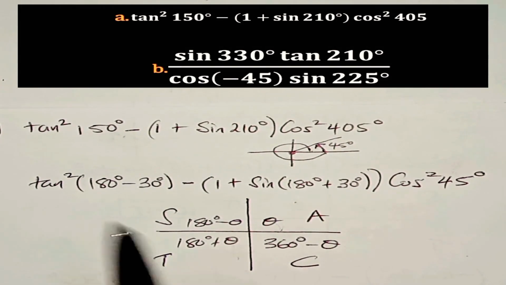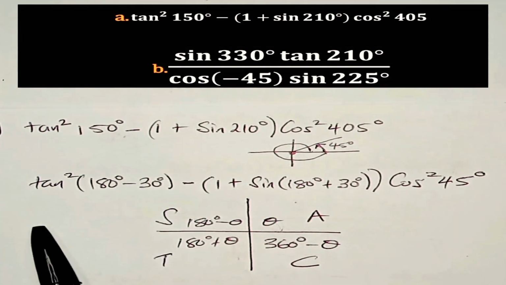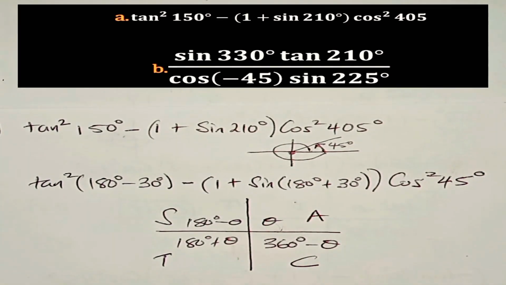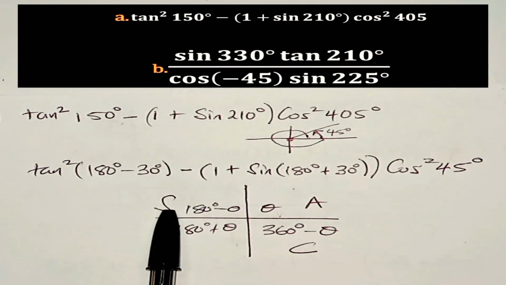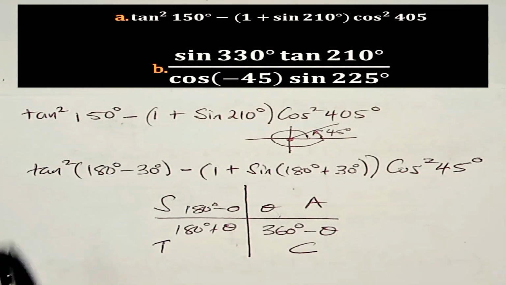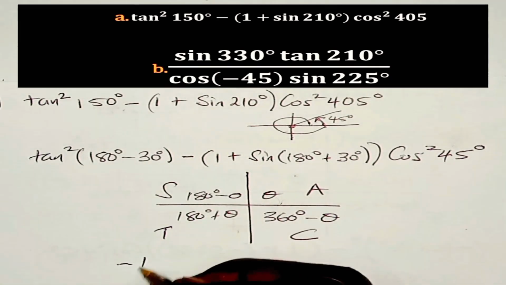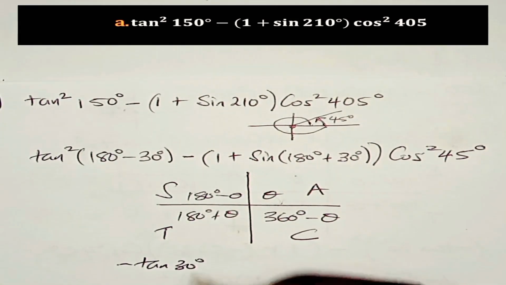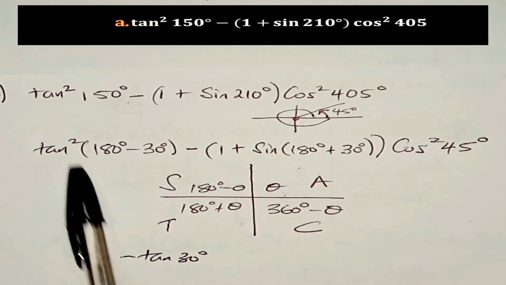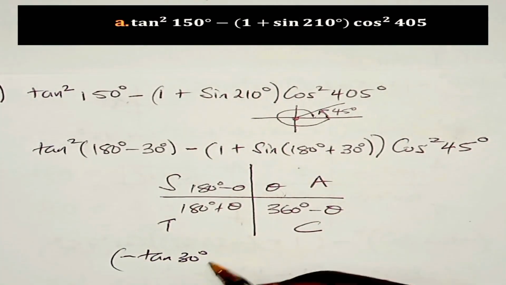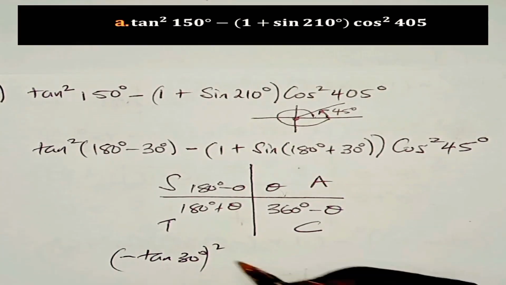All right, tan squared of 180 degrees minus 30, we are in the second quadrant and it is only sine which is positive there. So this gives us minus tan 30. So we have minus tan 30 degrees. But remember, this is squared. So we're just going to square that.